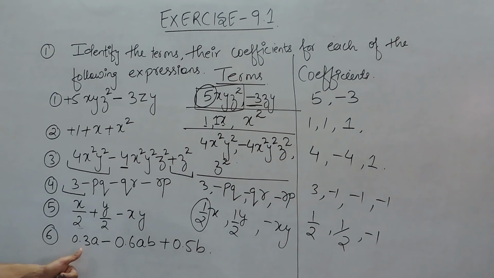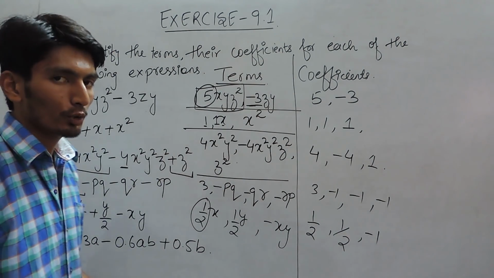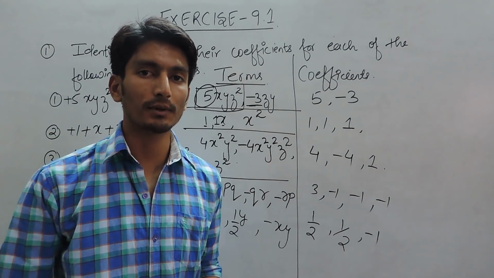In the sixth question 0.3 is the coefficient. In the second term minus 0.6 is the coefficient, and the last 0.5 is the coefficient for this particular question.